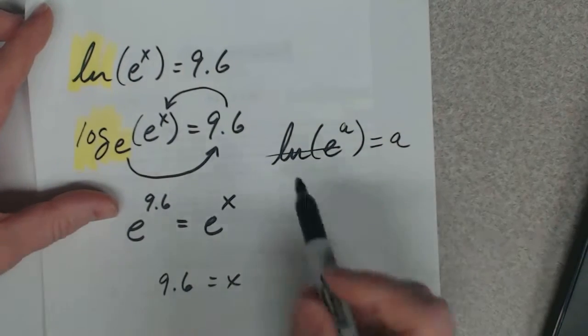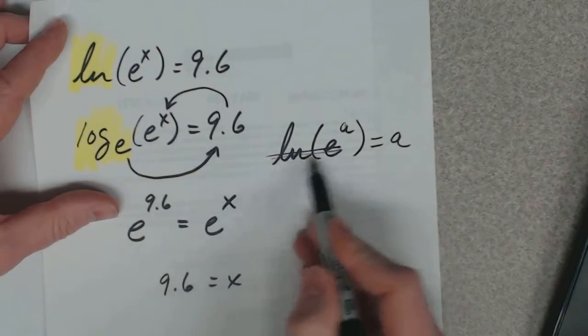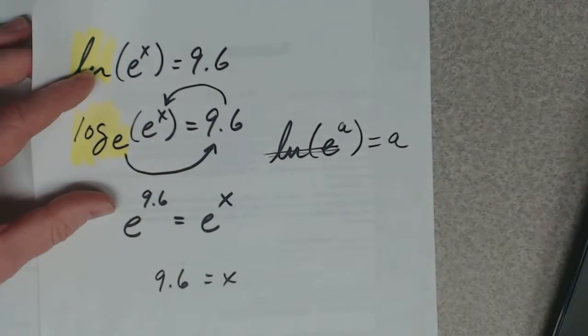So if you see ln and e's together, they kill each other off. Just like now, it has to look like this. It has to look just like this for that to work. All right. So let's look at another one.